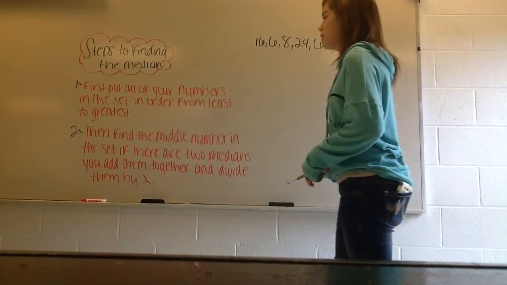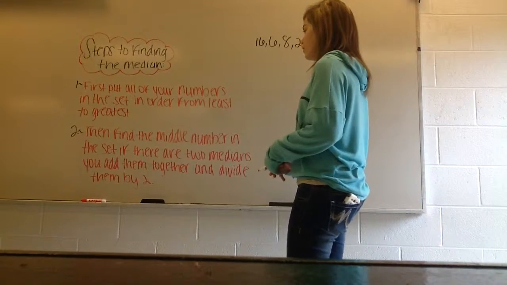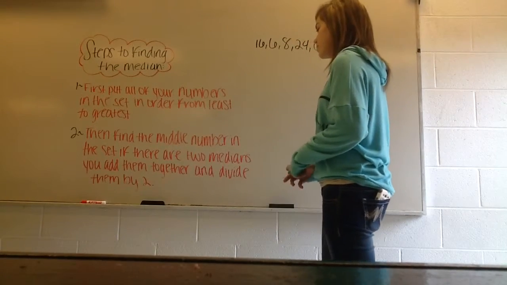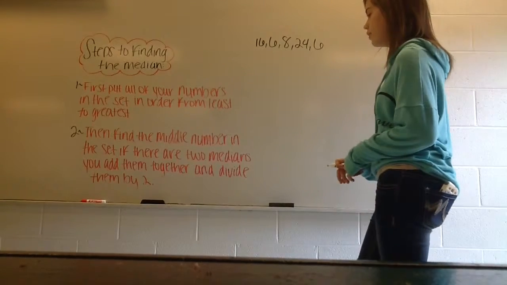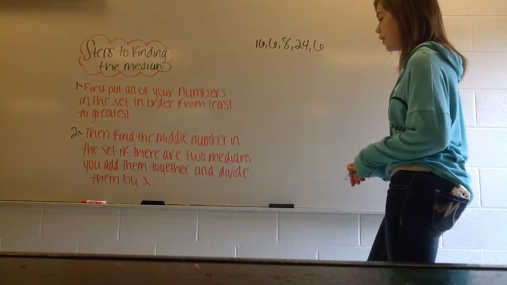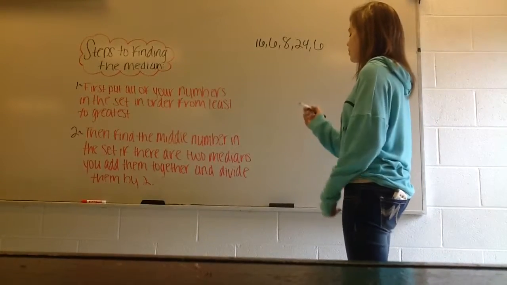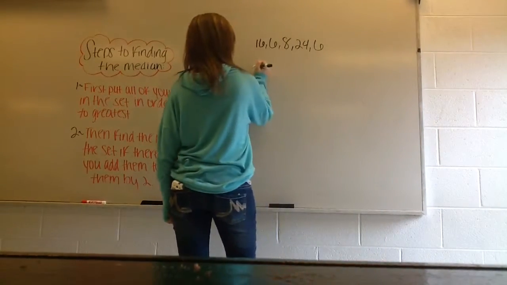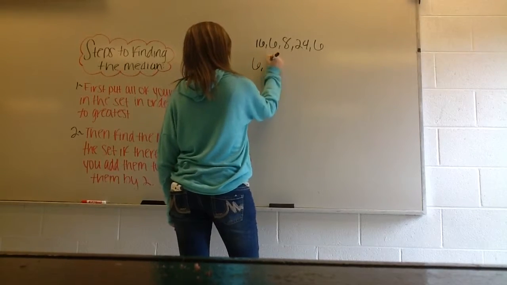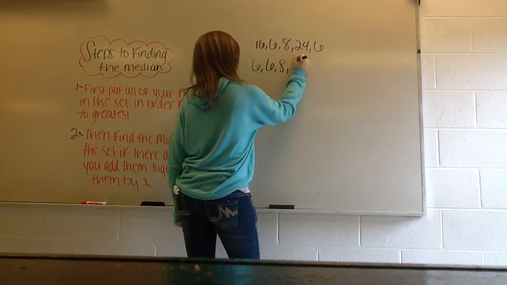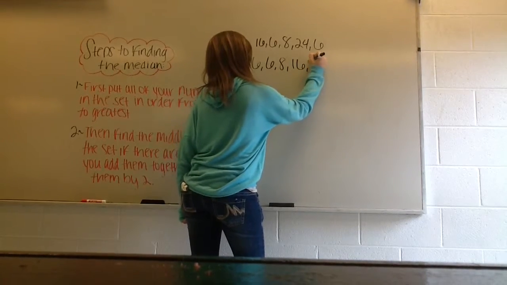Steps to finding the median. First, you put all of your numbers in the set in order from least to greatest. Then you find the middle number in the set. If there are 2 medians, you add them together and divide them by 2. So first, we're going to put all of our numbers in order. 6, there's 2 6s, and then it's 8, and then 16, and then 24.